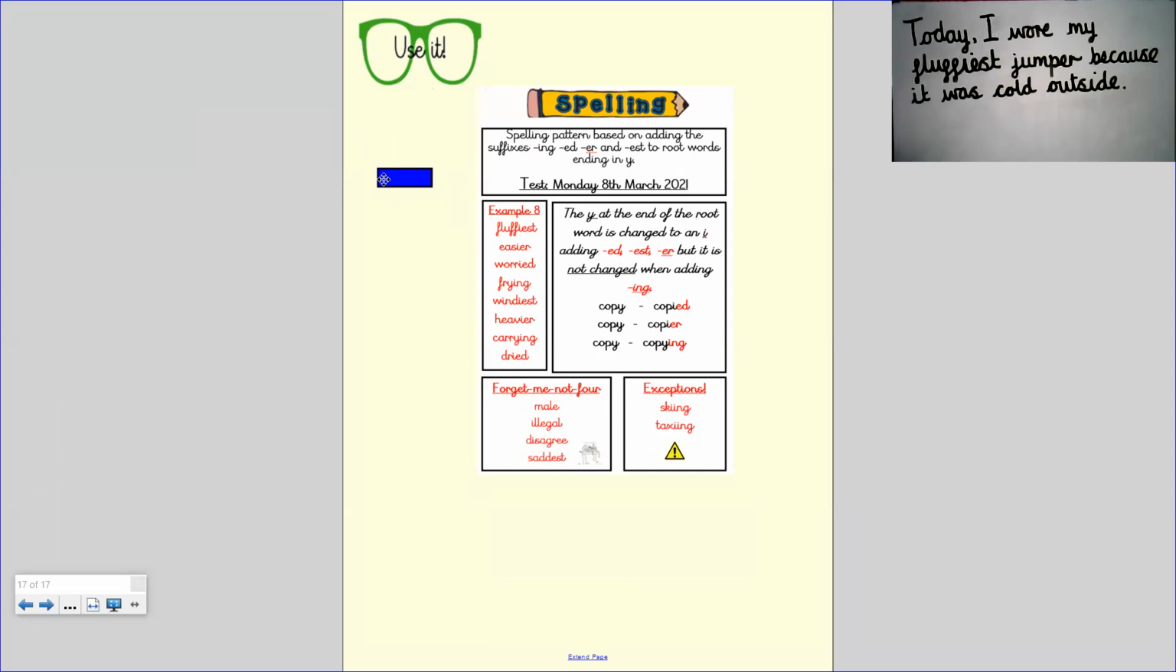So that's your task for today, everybody. Can you write some sentences, including our example eight spellings? You're testing yourself. Make sure you cover up those spellings and check that you can spell them correctly, ready for our test next week.